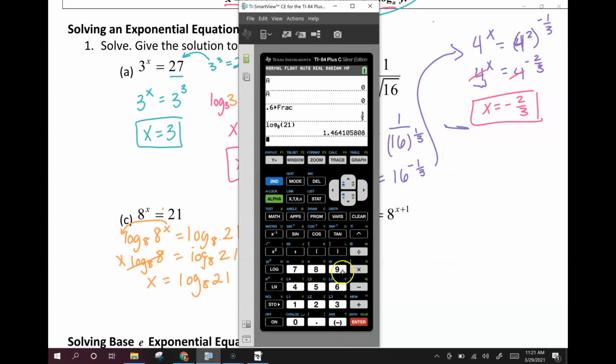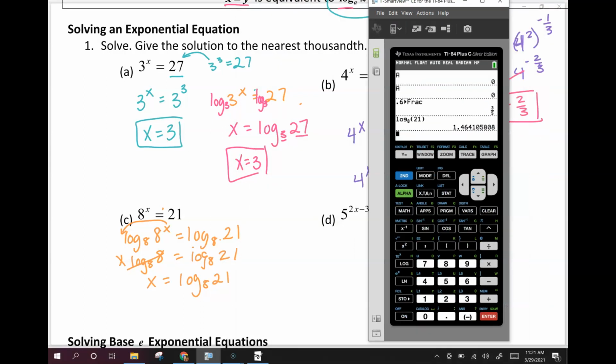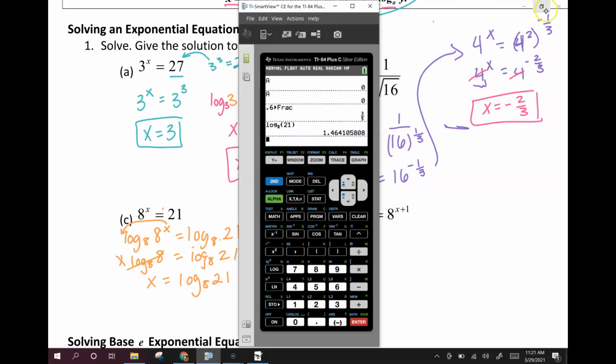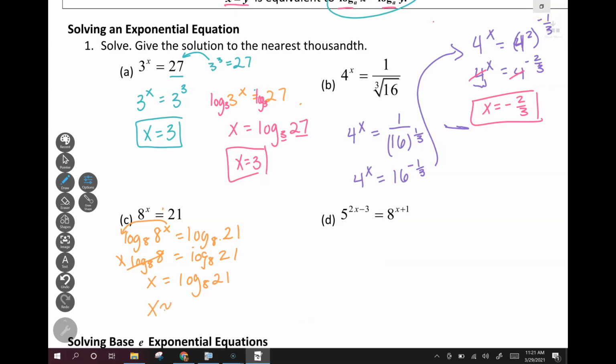So we're rounding, let's see what it says to round to, nearest thousandth. So that's 3 decimal places. So your answer would be approximately 1.464.